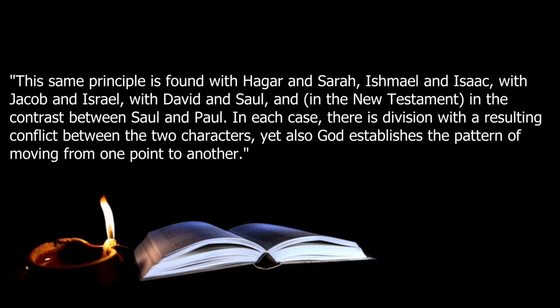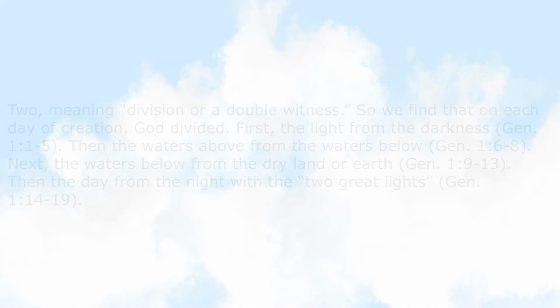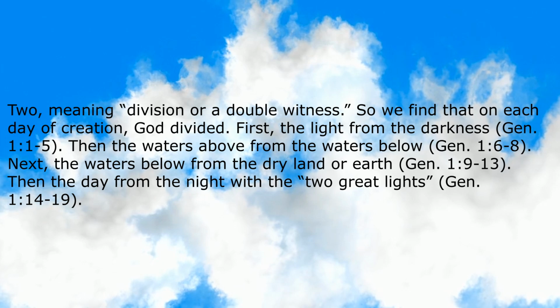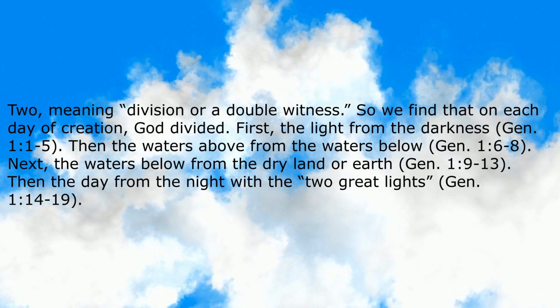This same principle is found with Hagar and Sarah, Ishmael and Isaac, with Jacob and Israel, with David and Saul, and in the New Testament, in the contrast between Saul and Paul. In each case, there is division with a resulting conflict between the 2 characters, yet also God establishes the pattern of moving from one point to another. 2, meaning division or a double witness.